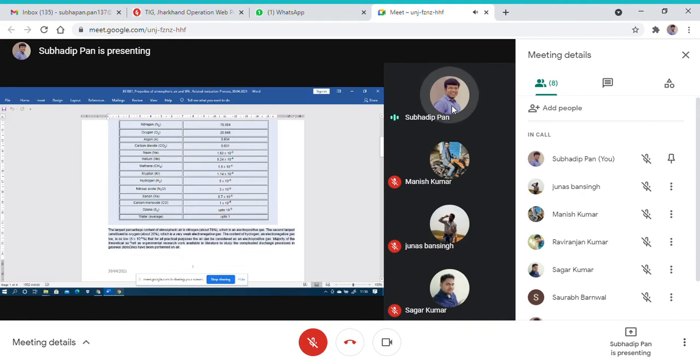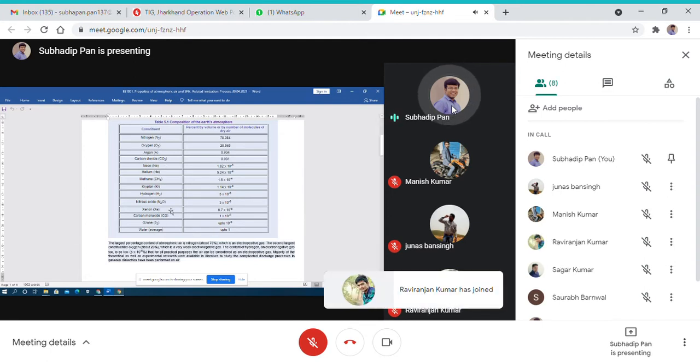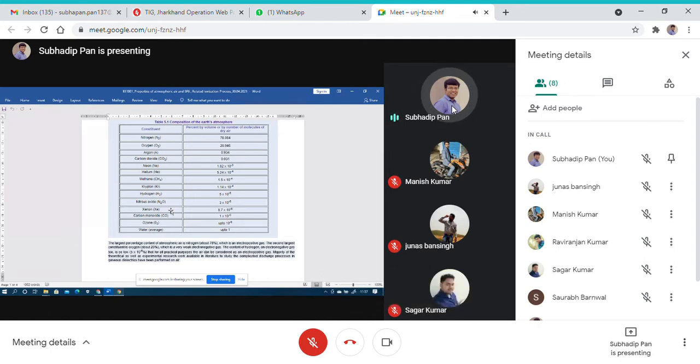The majority of the theoretical as well as experimental research work available in the literature to study the complicated discharge process in gaseous dielectrics has been performed on air. So normally these three things, nitrogen, oxygen and hydrogen, will be mainly needed for your high voltage studies or any such research applications. The rest of the gases are not used much. They are slightly used in power system applications, but mostly we normally use nitrogen, oxygen, hydrogen, and nearly SF6, sulfur hexafluoride. Keep these things in mind.